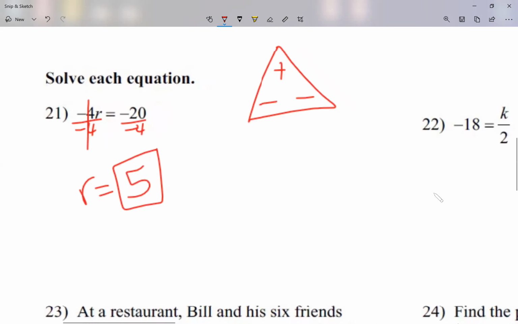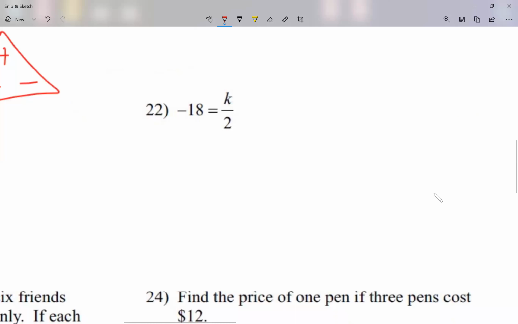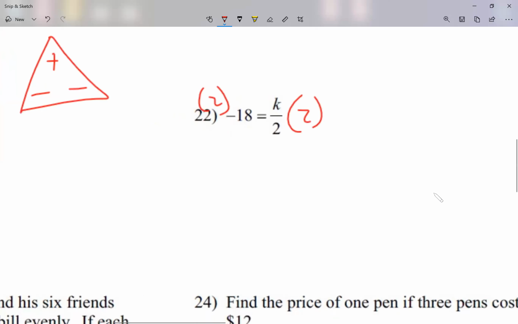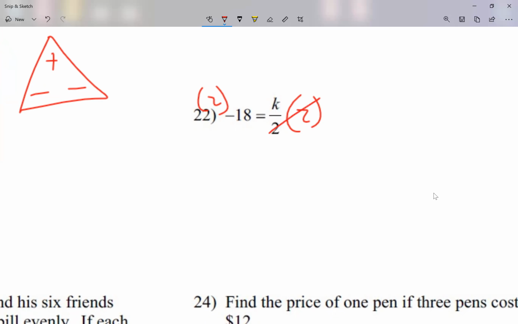Looking at number 22. A fraction means division. So k divided by 2. The opposite of dividing is multiplying. I'm going to multiply by 2. Let me remind you guys of the sign, a triangle on the left side. I know these twos, I'm going to cancel them out. So there's that k on the right side.